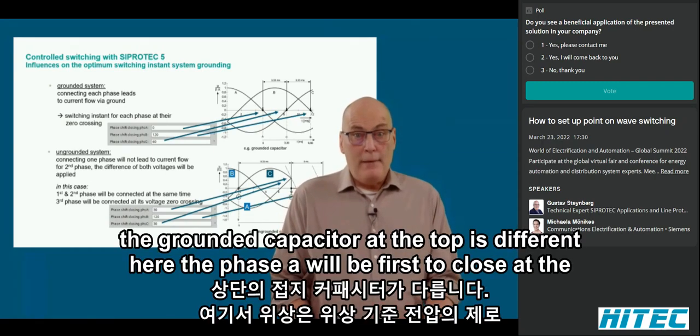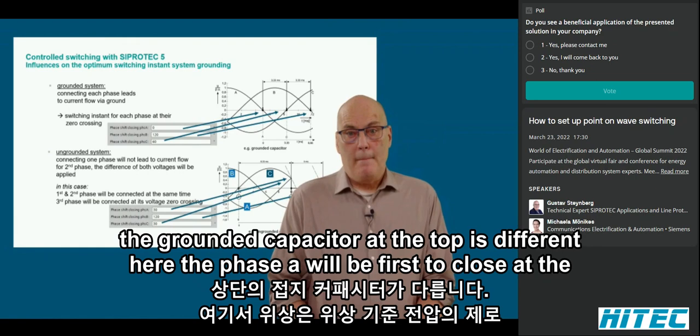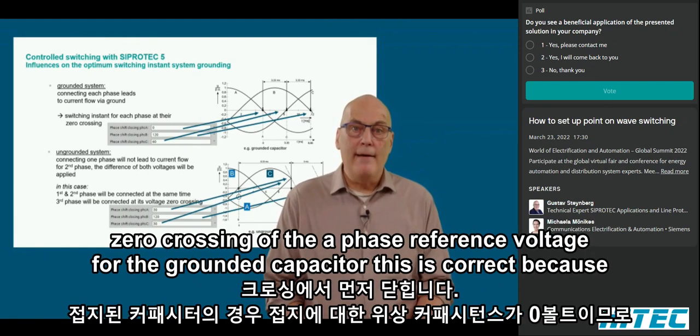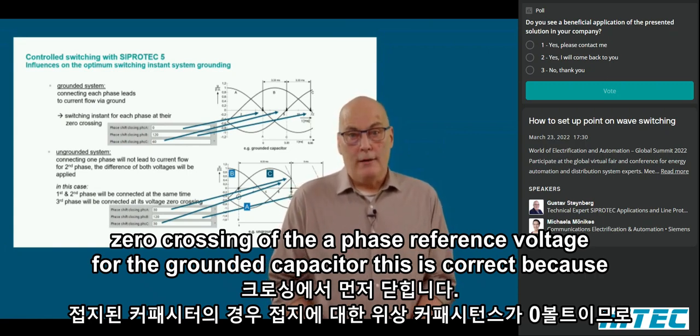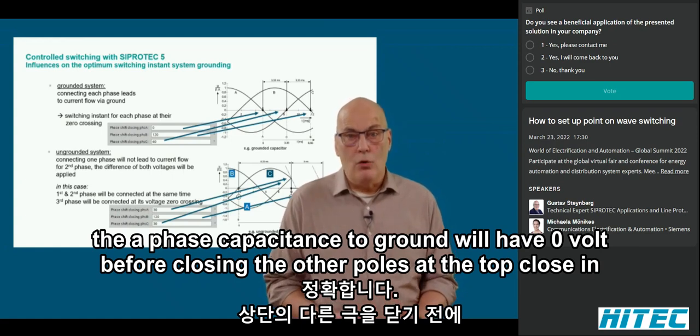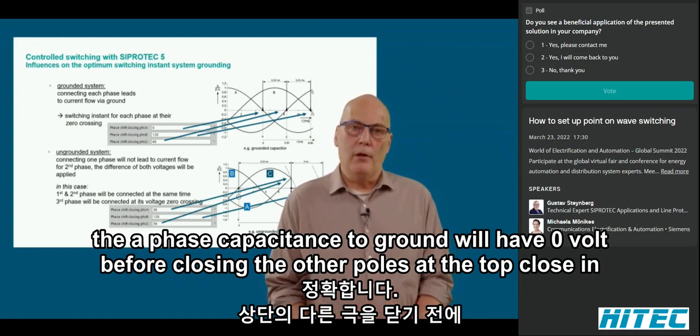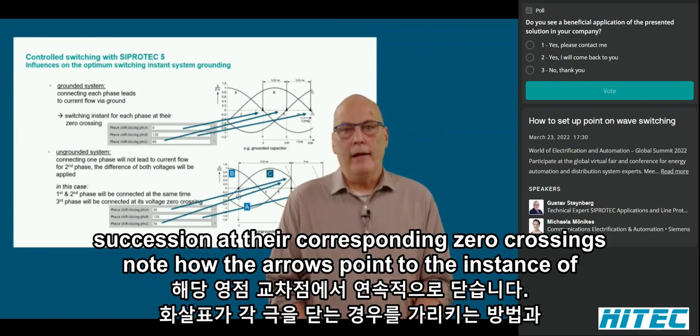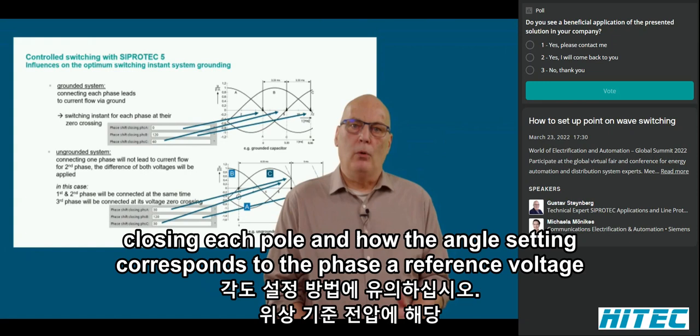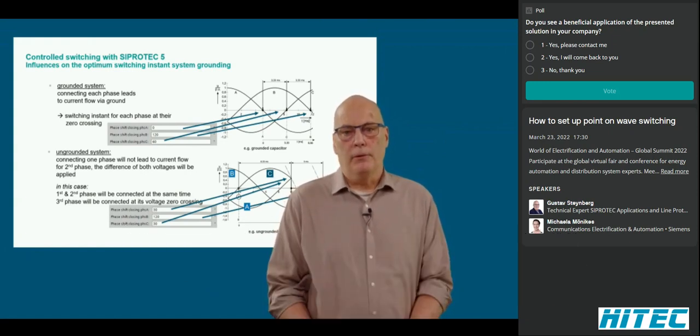The grounded capacitor at the top is different. Here the phase A will be first to close at the 0 crossing of the A phase reference voltage. For the grounded capacitor, this is correct because the A phase capacitance to ground will have 0 volts before closing. The other poles at the top close in succession at their corresponding 0 crossings. Note how the arrows point to the instance of closing each pole and how the angle setting corresponds to the phase A reference voltage.